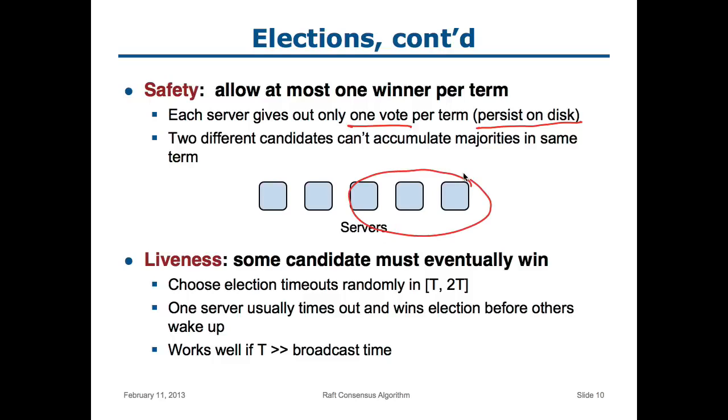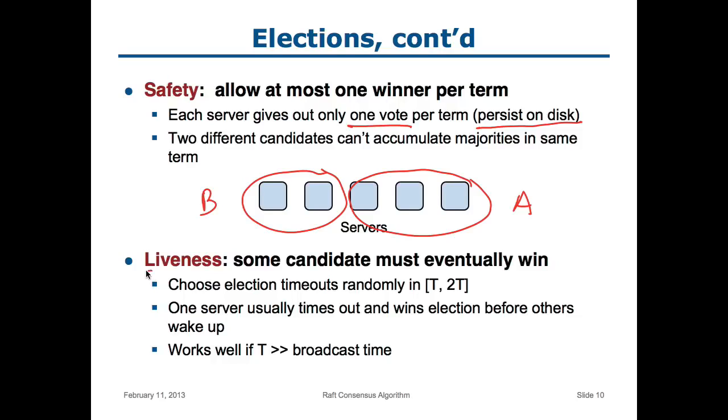So for example, if three servers vote for A in a particular term, then the most that any other server, say B, could get is 2, and obviously B can't get a majority. Now, as we'll see later on, it is possible, of course, to have different candidates win in different terms, but within a given term, at most one candidate can win an election.